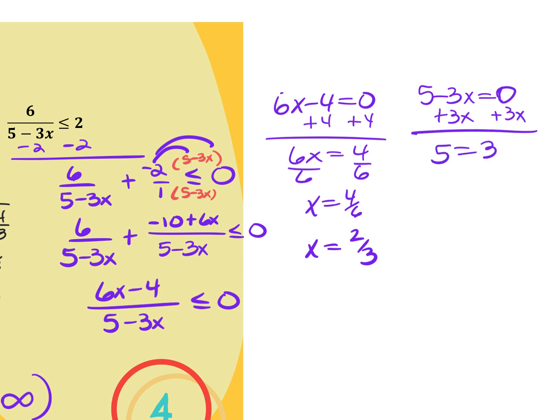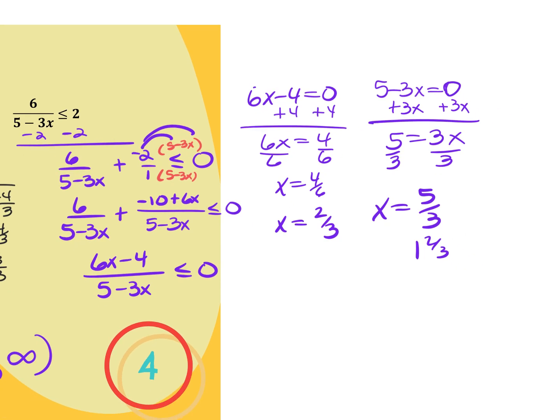5 equals 3x. Divide by 3, and x equals 5/3. 5/3 is like 1 2/3, so that's the bigger fraction. I'm going to place this on my number line. So I put the 2/3 first, and then the 1 2/3, or the 5/3.